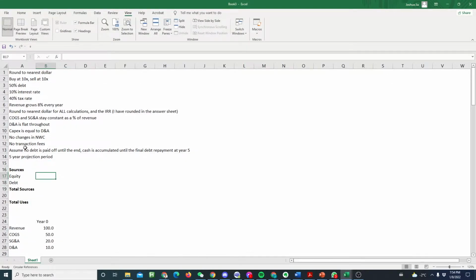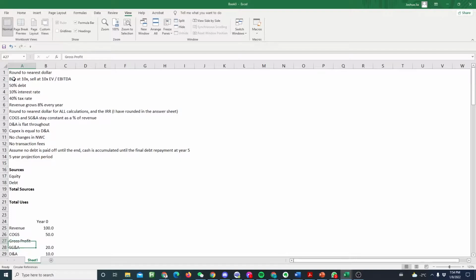So equity: right now it's going to be 50% equity, 50% debt, and we know it's a 10 times multiple. So what we really need right now is to find EBITDA, because when I say 10 times, it's basically 10 times EV over EBITDA. Okay, great. So let's calculate that.